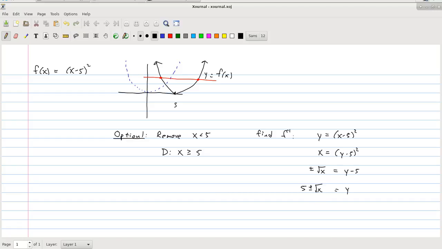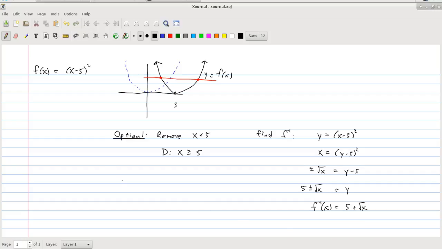Now this plus or minus tells you this is not a function. However, we've restricted the domain so that x is greater than or equal to 5. So if the domain of the original function is x greater than or equal to 5, that means the range of the inverse is the same. Y must be greater than or equal to 5. This value here will only be greater than or equal to 5 if we choose the positive square root. So that means our inverse function will be 5 plus radical x.